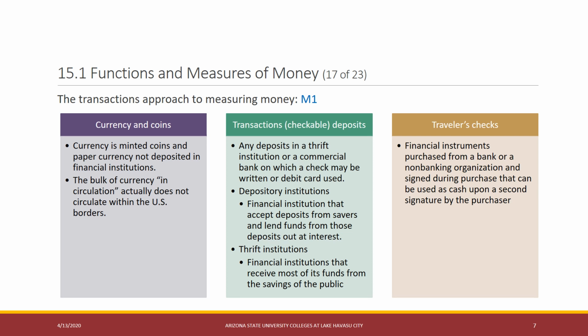Last but not the least is the traveler's check. Traveler's checks are paid for by the purchaser at the time of transfer. The total quantity of traveler's checks outstanding issued by institutions other than the banks is part of the M1 money supply. American Express and other institutions issue traveler's checks.